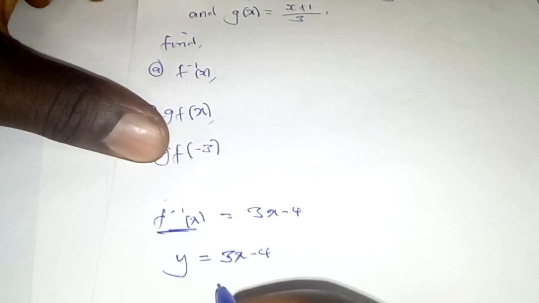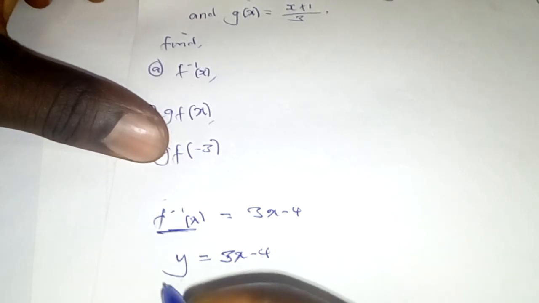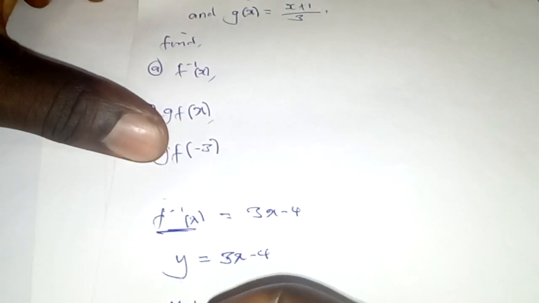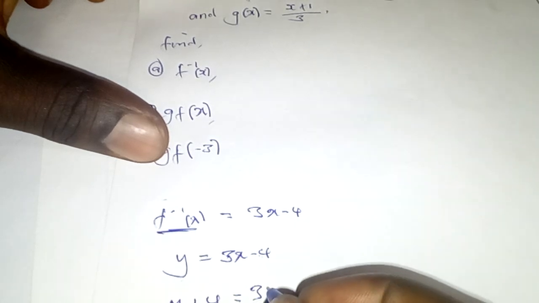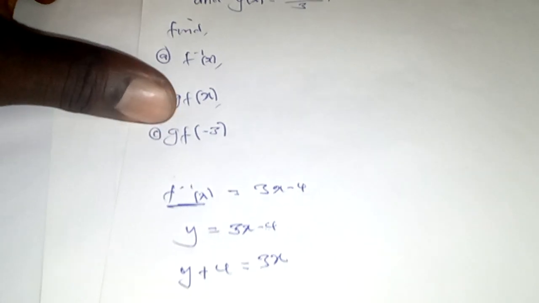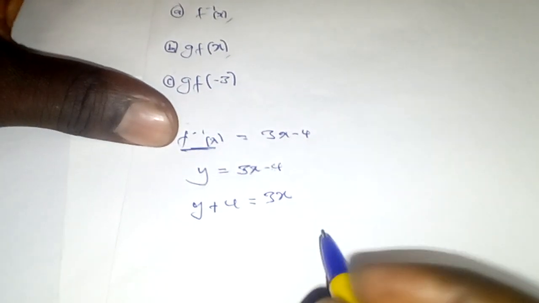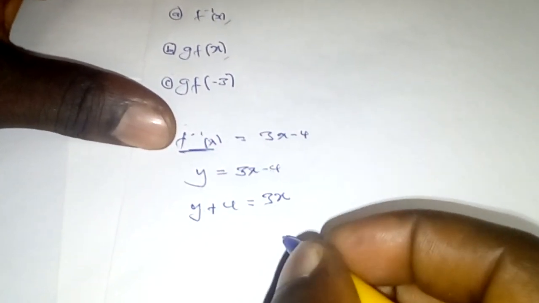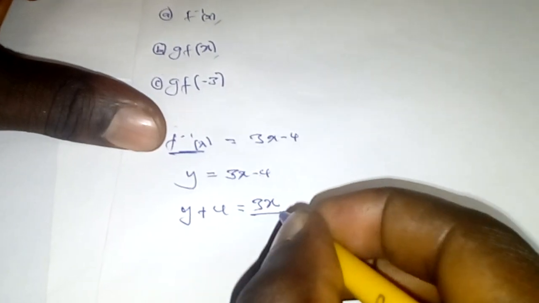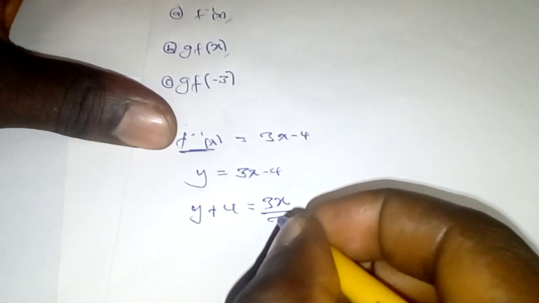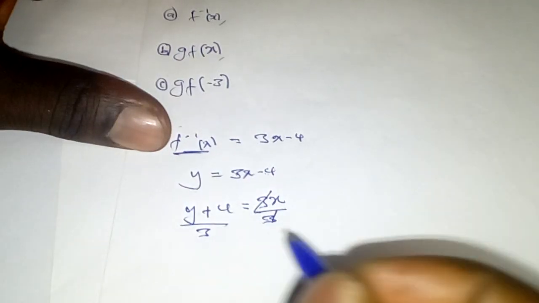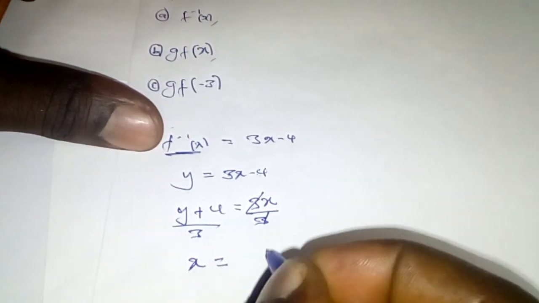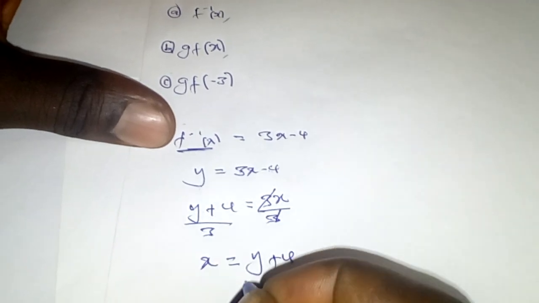So we are going to group y and negative 4. This is going to be y plus, the sign will change, 4 equals 3x. So y plus 4 equals 3x. Then to make x the subject of the formula, divide both sides by 3. We cancel the 3s, and we are going to have x equals y plus 4 over 3.